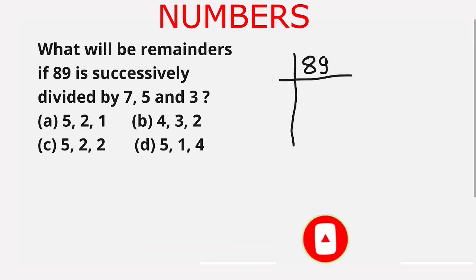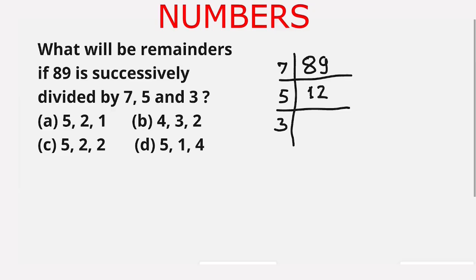We divide 89 successively by 7, 5 and 3. 7 divides 89. 7 times 1 is 7. 8 minus 7 is 1. We carry 9. It becomes 19. 7 times 2 is 14. 19 minus 14 is 5, remainder is 5.